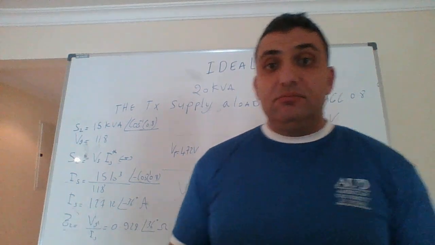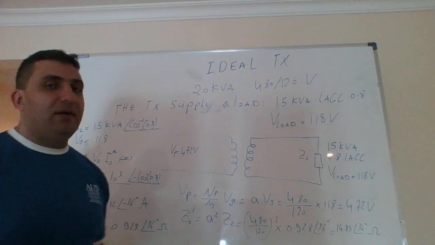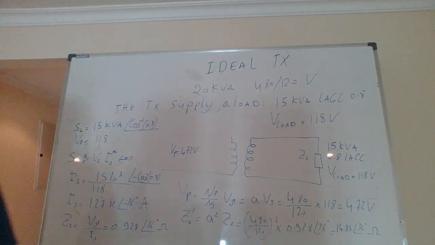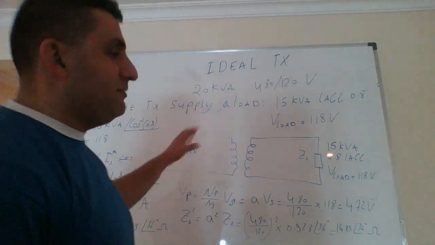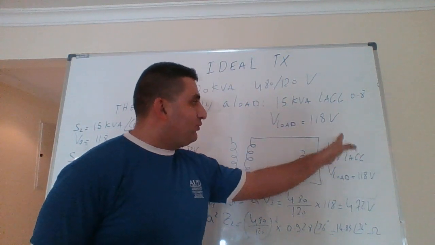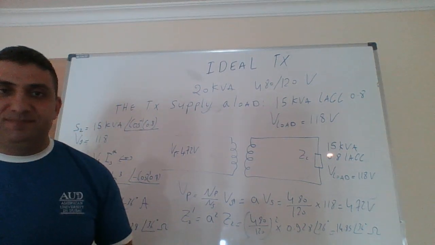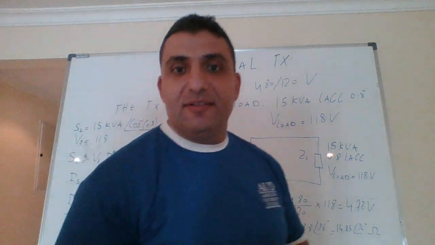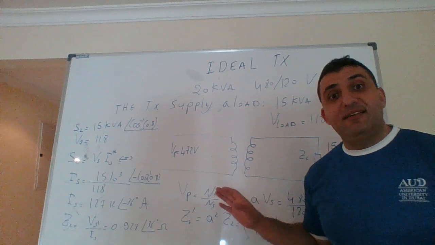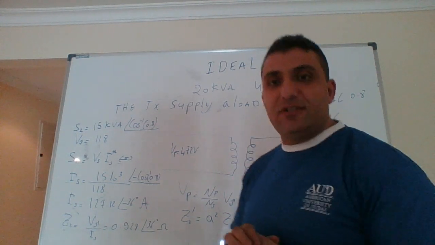Is that clear? The last question that can be asked is to calculate the power at the primary side. Because it's an ideal transformer, the power at the primary side is equal to the power on the secondary side, which is 15 kVA, 0.8 lagging power factor. Does that explain the entire concept behind an ideal transformer?